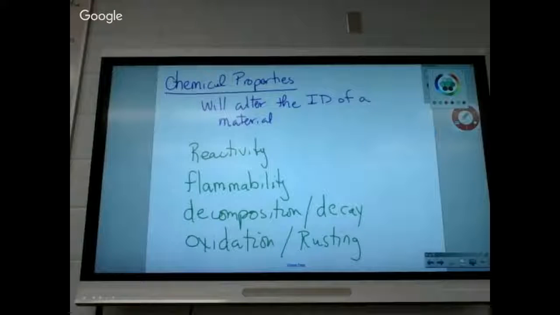Luster and shininess, right? That is physical. And odor. That is physical. Some things naturally have a foul odor. Okay, some things don't, some things do.